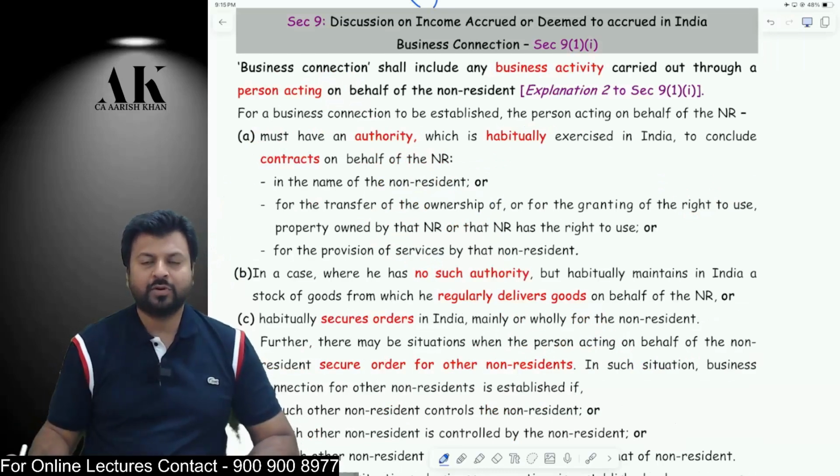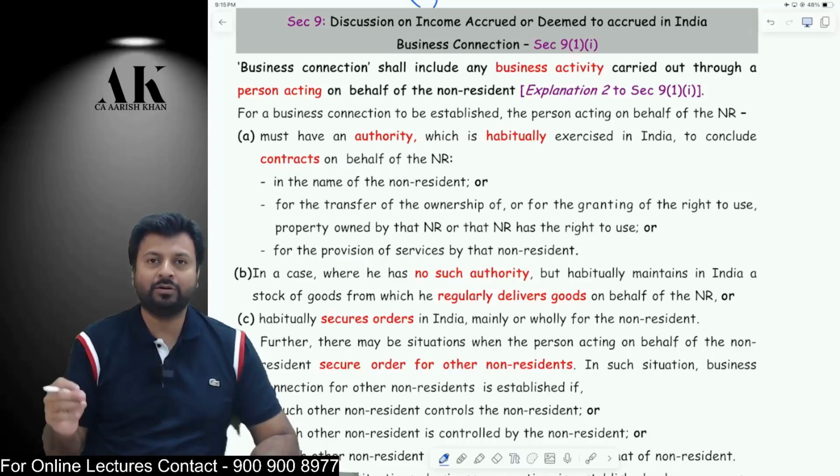Now let's move on to the next point, that is which incomes are deemed to accrue or arise in India, which is mentioned in section 9. Only income which is deemed to accrue or arise in India will be liable to be taxed in India, or income which is received in India is liable to be taxed in India.